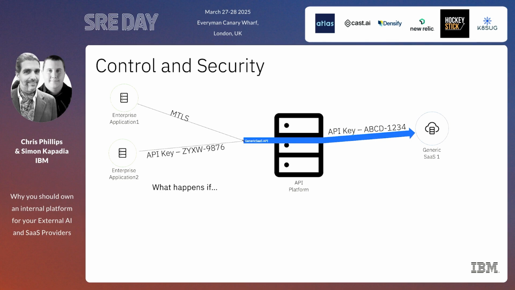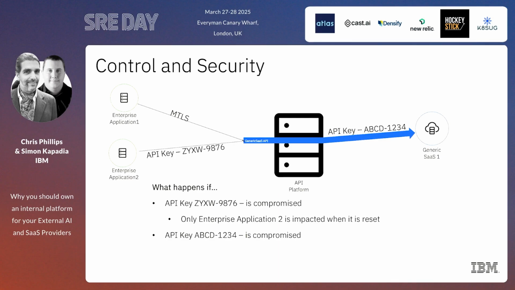Let's simplify this a bit. Now, what happens if this key here is compromised? This is the key that Enterprise Application 2 has, remember, the guys whose GitOps developers took their API key and stuck it into a Git commit by mistake and then quickly reversed it. If this API key is compromised, Enterprise Application 2 has trouble. We have to revoke that key and everything has to stop working. But because the relationship is now between Enterprise Application 2 and the API platform, which we control, the only impacted application is this one. So Enterprise Application 1 is still perfectly capable of going through to the API platform and off to the outside system.